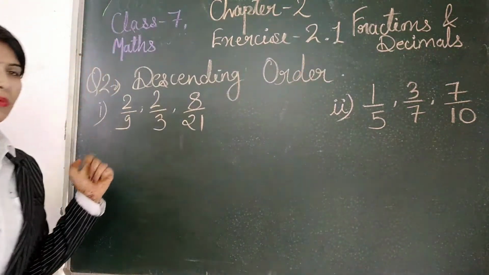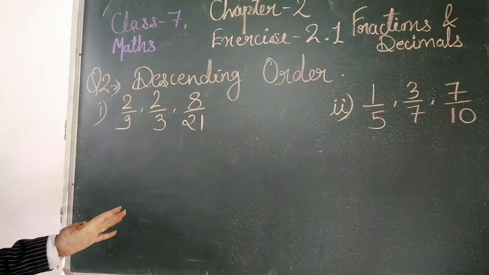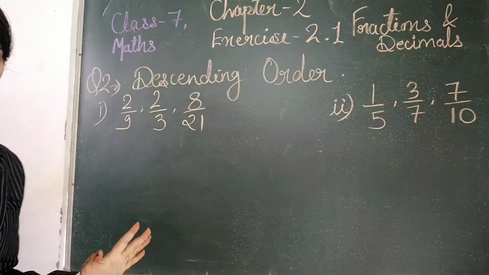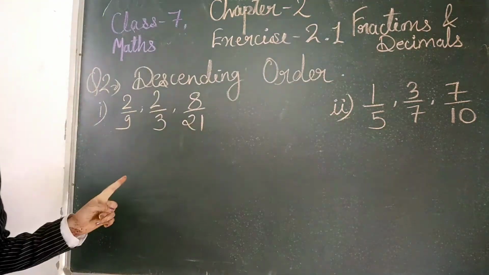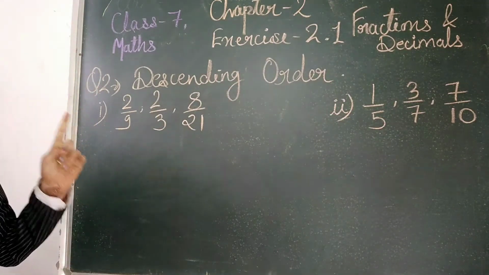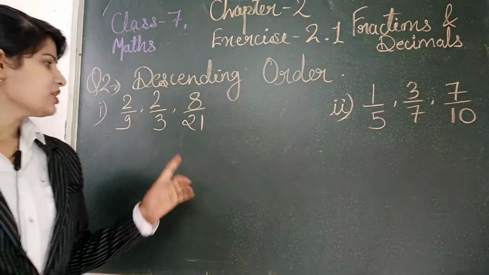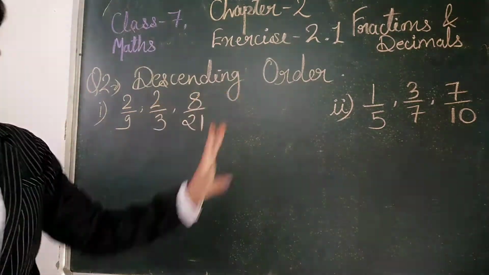Good one. Question number 2, Class 7. Look very carefully. This is a simple question. Now, what is the question? I am reading the question first. Arrange the given fractions into descending order.